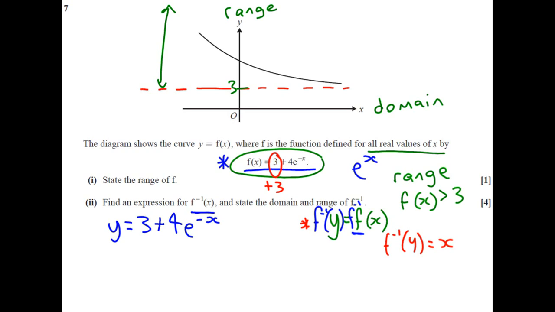We rearrange y equals to get x as the subject. So (y minus 3) divided by 4 equals e to the minus x.